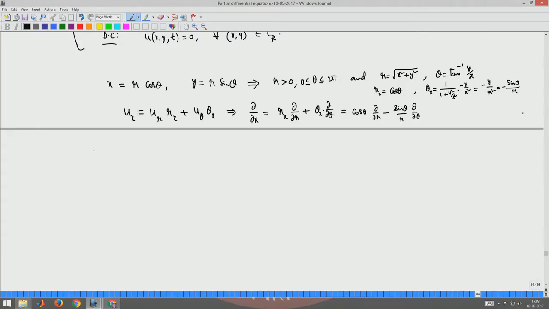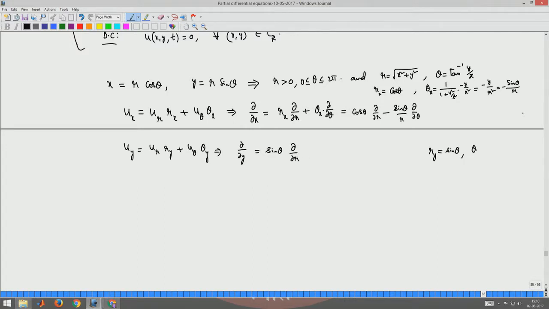So, now you can write your u_xx. In the same way, you can also write u_y. u_y is u_r r_y plus u_theta theta_y. This gives me dou y as r_y dou r plus theta_y dou theta. What is r_y? r is the square root of x square plus y square, so r_y is 1 by 2 square root of x square plus y square into 2y. The 2 goes, so y by r. Since y is r sin theta, that is sin theta. So you have r_y is sin theta.